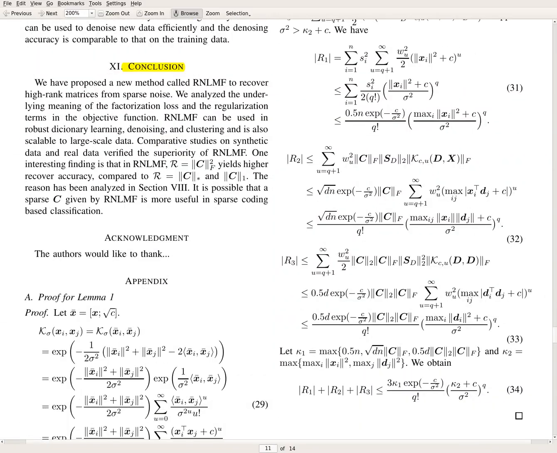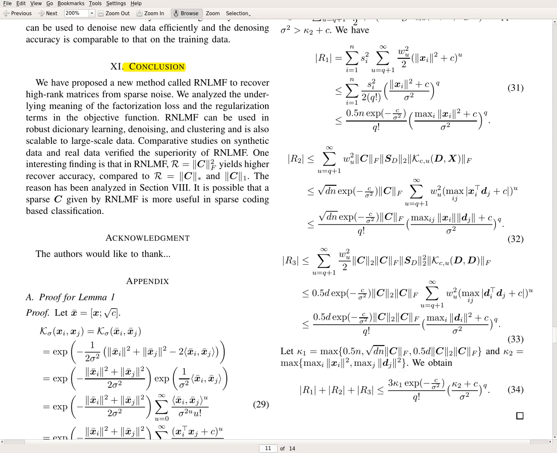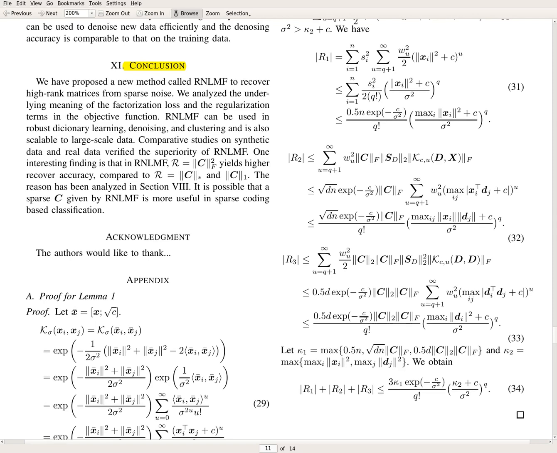So the conclusion: we have proposed a new method called RNLMF to recover high rank matrices from sparse noise. We analyze the underlying meaning of the factorization loss and regularization terms in the objective function. RNLMF can be used in robust dictionary learning, denoising, and clustering, and it's also scalable to large-scale data. Comparative experiments on real and synthetic data verify the superiority of RNLMF. One interesting finding is that RNLMF reveals higher recovery accuracy compared to RPCA. What was this norm? I forgot. This is the sum of absolute values of the singular values. And L1, the reason has been analyzed in section 8. It is possible that the sparse C given by RNLMF is more useful in sparse coding and based classification.